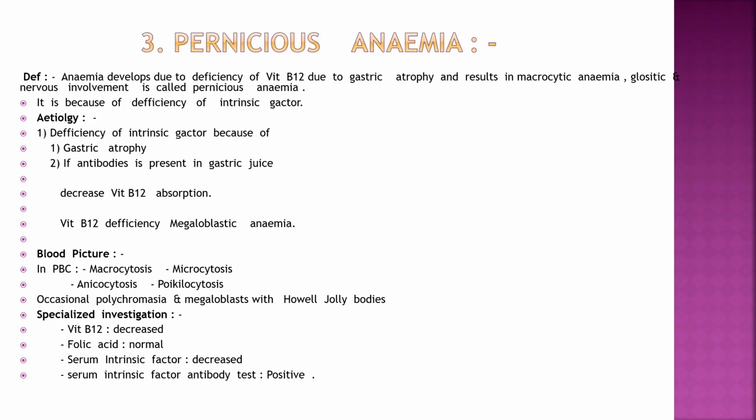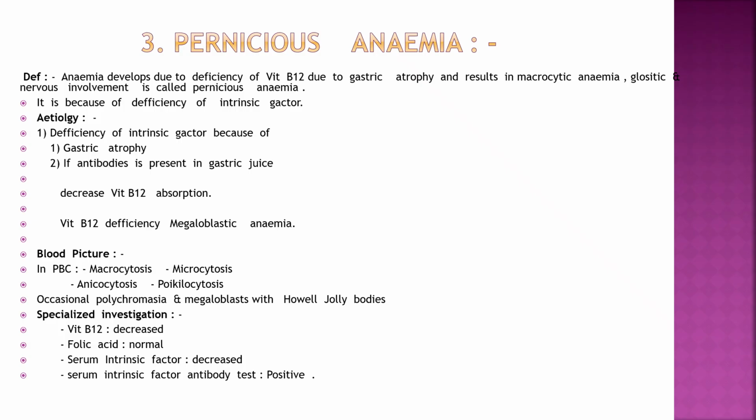This intrinsic factor is secreted by the stomach cells, and because of the gastritis there will be deficiency of intrinsic factor, or maybe antibodies are present in gastric juice against the intrinsic factor, and so it decreases vitamin B12 level, and then it causes megaloblastic anemia. So it is megaloblastic anemia due to deficiency of the intrinsic factor which is secreted by the gastric cells.